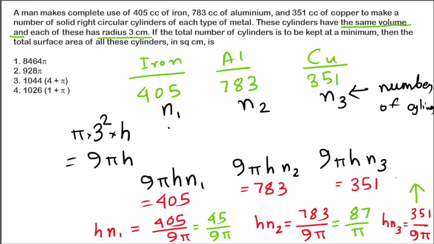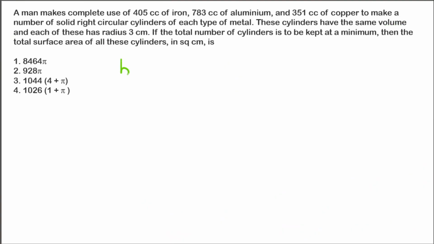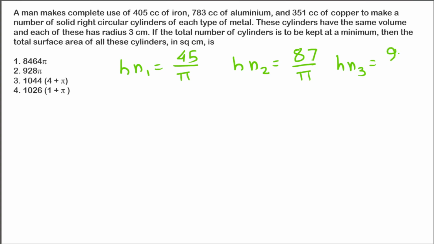I should have planned this better actually. But anyway, this is 39 by pi. Okay. All right. I will write it again. So hn1 is 45 by pi. hn2 is 87 by pi. And hn3 is 39 by pi.